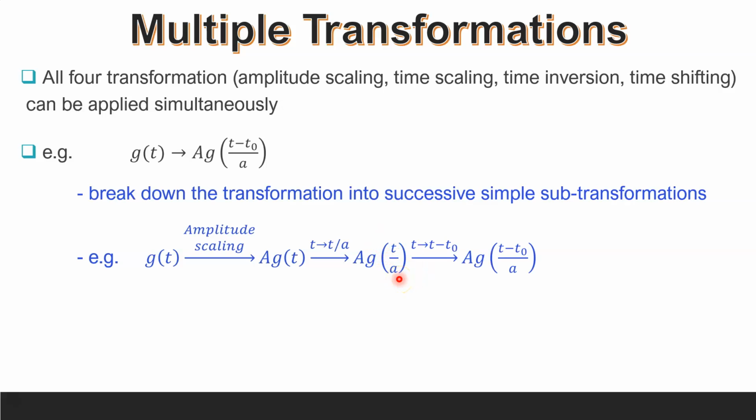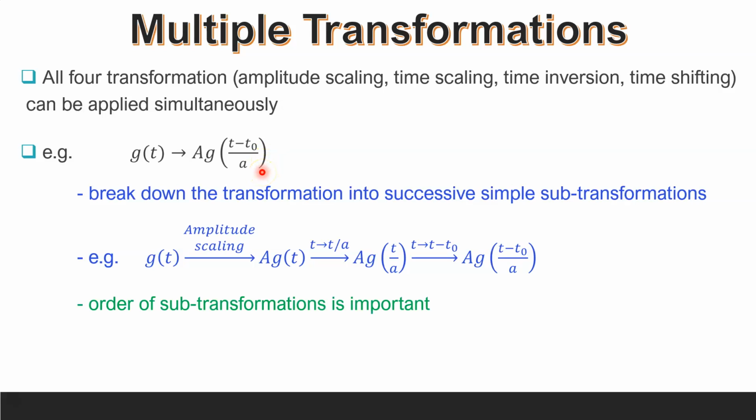The next one you perform is time shifting. So you change t to t minus t naught. So the t here you change to t minus t naught. Okay, so you get this equation, which is equal to the equation over here.